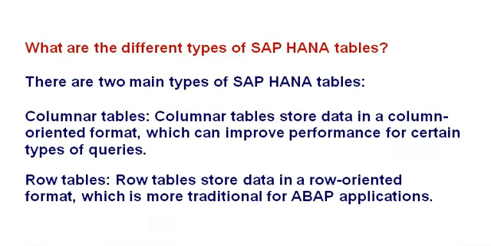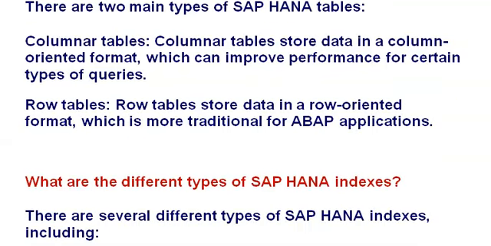What are the different types of SAP HANA tables? There are basically two types of SAP HANA tables. Columnar tables store data in a column-oriented format, which can improve performance for certain types of queries. And row-based tables store data in a row-oriented format, which is more traditional for ABAP applications.